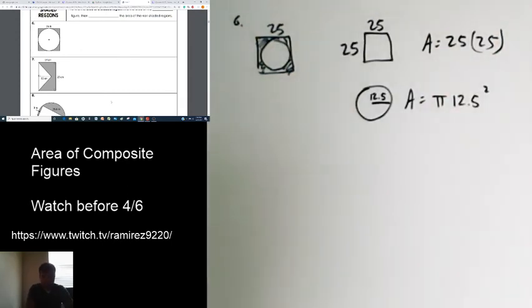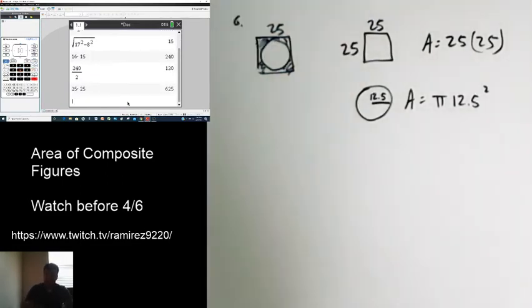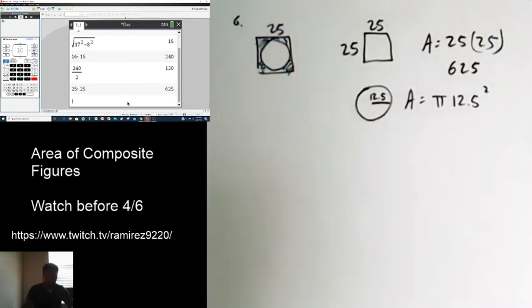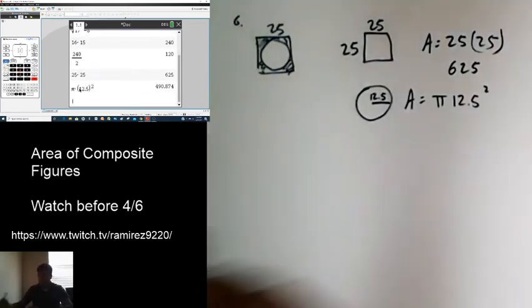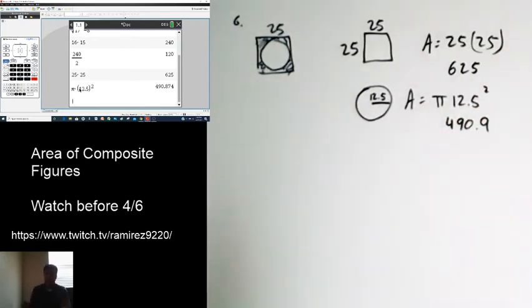So let's find out what's what. So 25 times 25, that's 625. And 12.5 squared, that gives me 490.9 if I round to the nearest tenth.